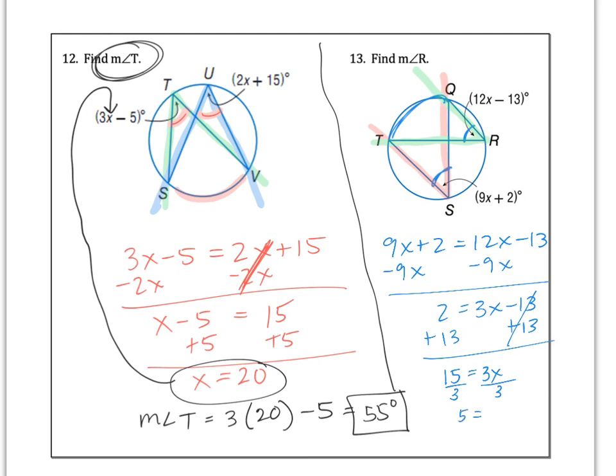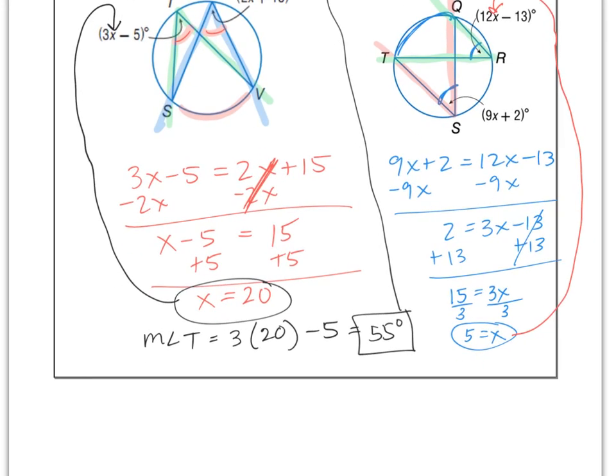If you got x equals 5, yay, you're right. But you're not done. So the next step is you're going to take that 5 and you're going to plug it in. They want you to find the measure of angle R. So you're going to have to plug it in right there. So let me move this up a little bit. The measure of angle R is going to be 12 times 5 minus 13. So 60 minus 13 should be 47. The measure of angle R is 47 degrees.